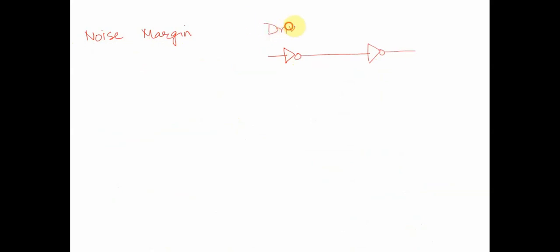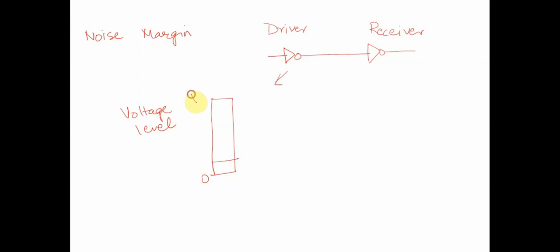Let's assume this is our driver, this is our receiver, right? Now, what we say over here in terms of noise margin is, let's assume the characteristics of this particular family was something like this. See, this is a voltage level, okay? So when we say that voltage level, say this is a value 0. Let's assume this is a maximum value, say VDD, correct?